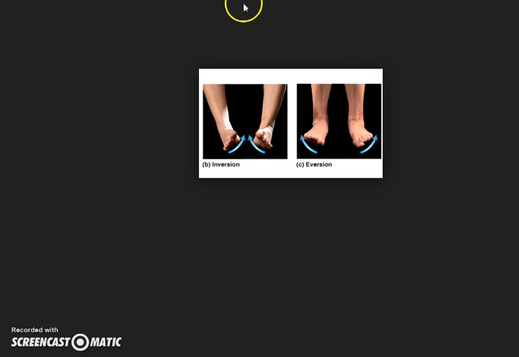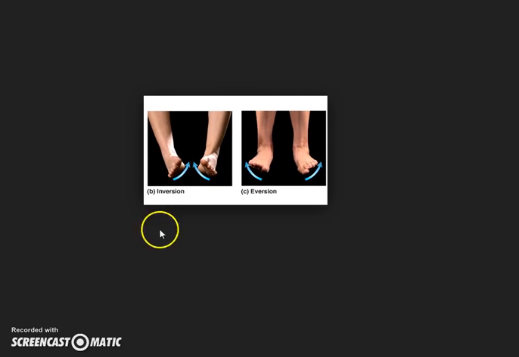I had a picture. Oh, there. Went right to it. All right. There you can see the soles of the feet turning in, inversion, and then turning out, eversion. It's kind of hard to tell since you just look at the bottom of the feet there, but there'd be the central axis of the body, so those feet are turning in.